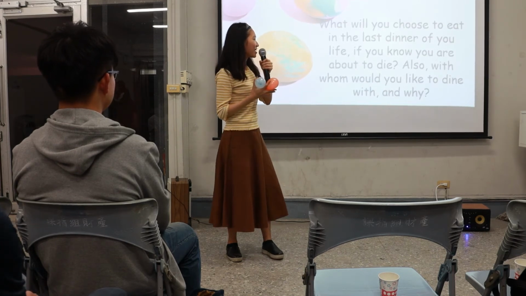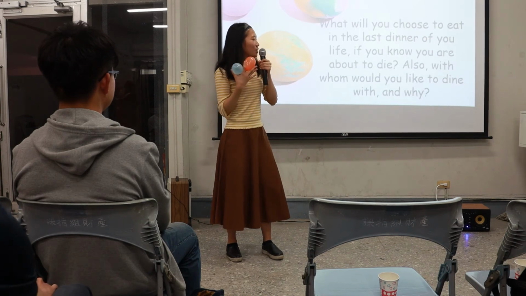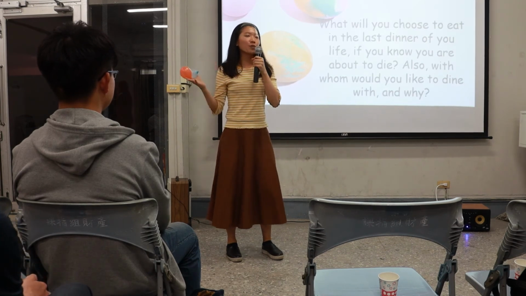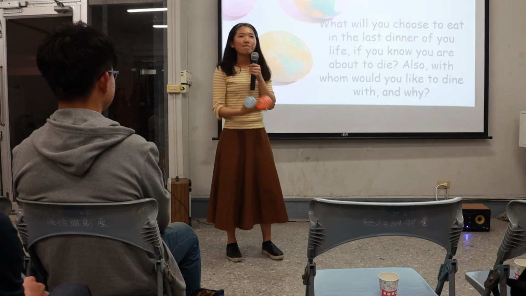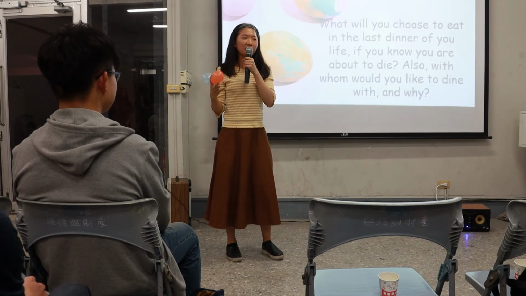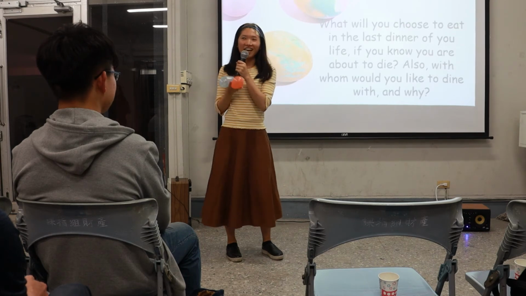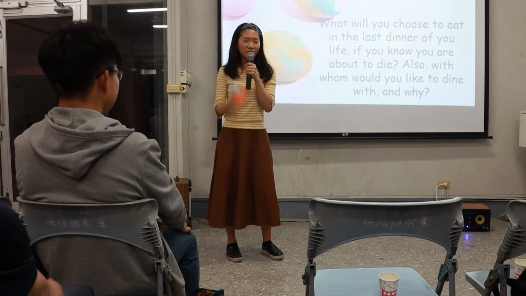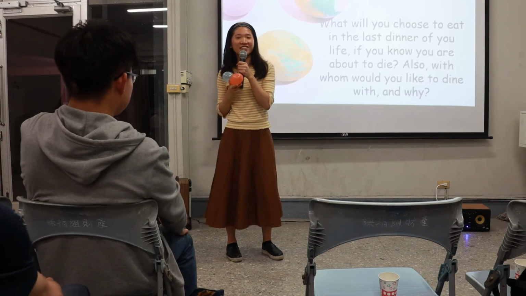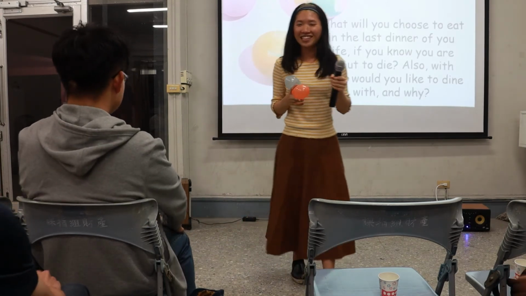So I would like to dine with all the people I know, all the people I love, and I would like to eat the traditional Taiwanese food. The thing I'm going to have is the appetizer, that's the mullet fish eggs. That's one of my favorites. So thank you.